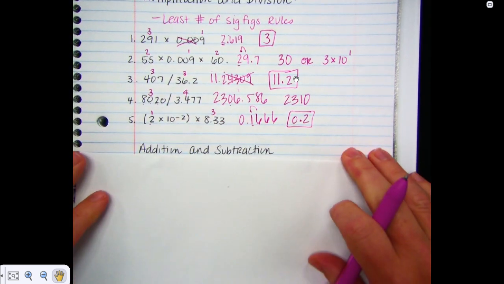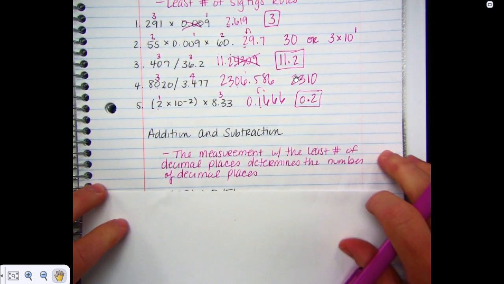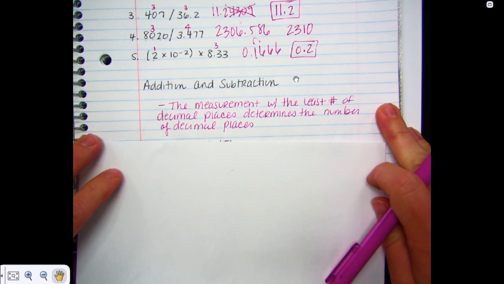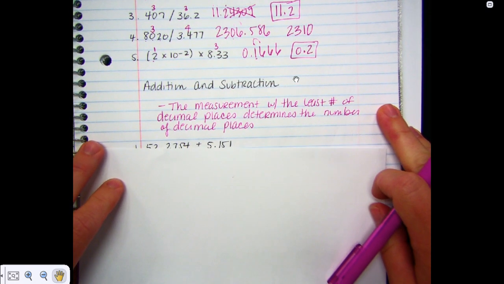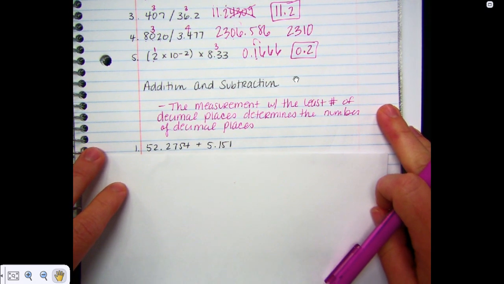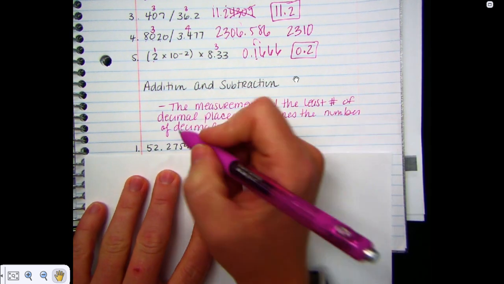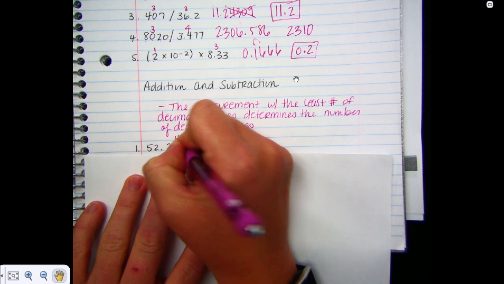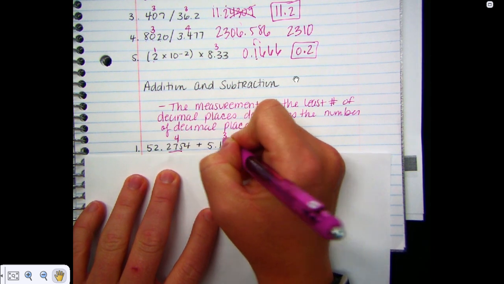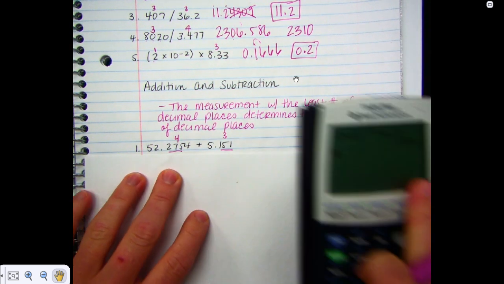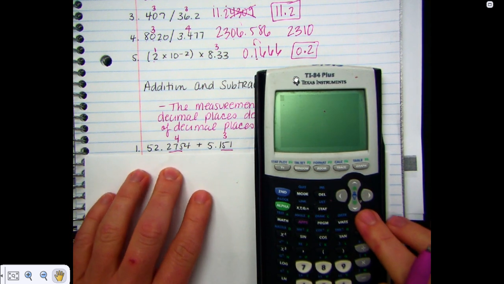All right, so addition and subtraction. Again, the measurement with the least number of decimal places is going to be the one that determines the number of decimal places in our answer. Overall sig figs does not matter. So in our first example, we have 4 decimal places and 3 decimal places. So our answer is going to have 3 decimal places.